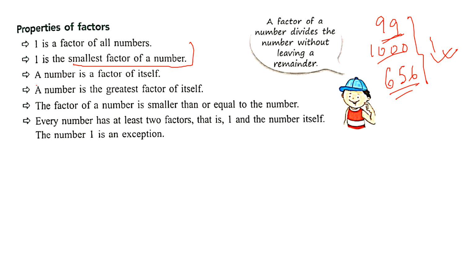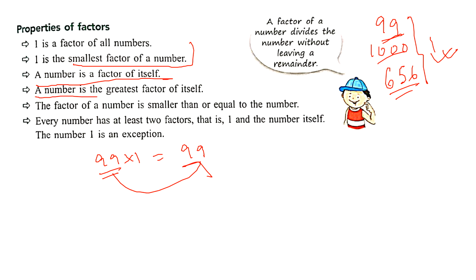After that, they are saying that the number is a factor of itself. This is true. You can just multiply 99 times 1 equal to 99. So you see 99 is a factor of 99. So every number is a factor of itself.